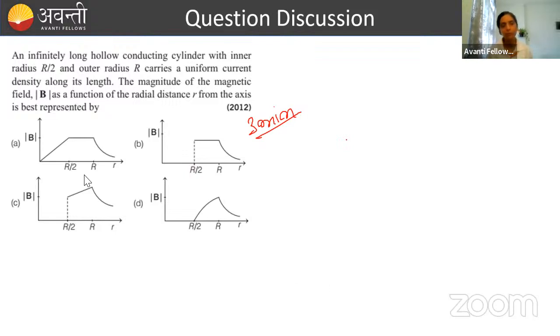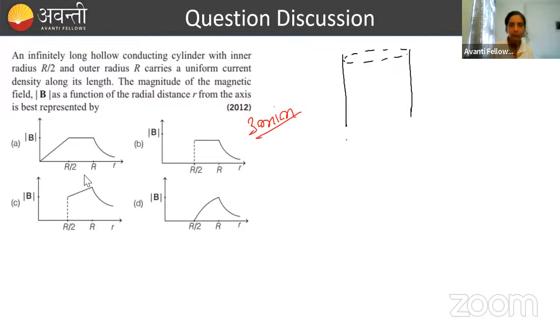जेनवी शिमोगा, ध्यान से देखो यार, r/2 डिस्टेंस से पहले how magnetic field will be like this, the way you have answered. ध्यान से देखो, क्वेश्चन क्या है? This is a hollow conducting cylinder, right? This is not a solid cylinder. This is a hollow conducting cylinder, and this hollow conducting cylinder has inner radius of r by 2 and outer radius r. Done. So it is something like this.